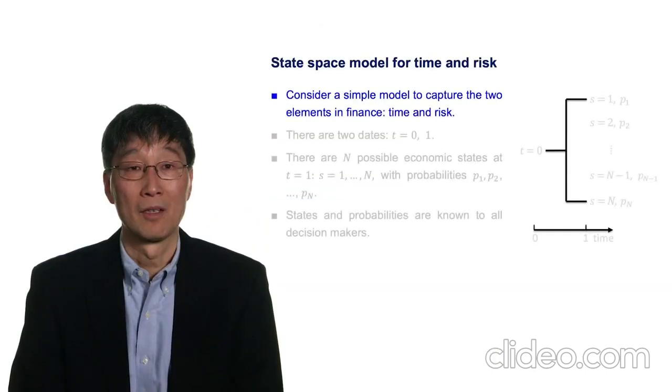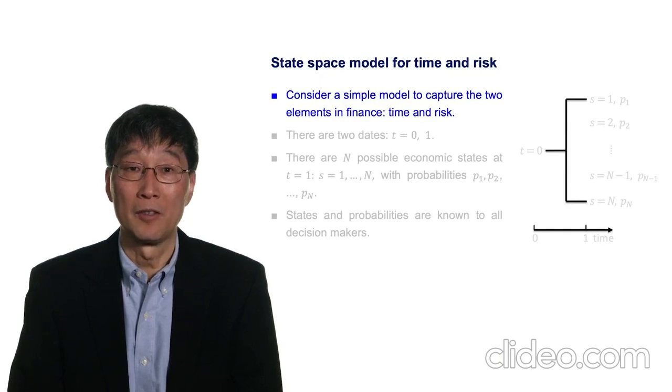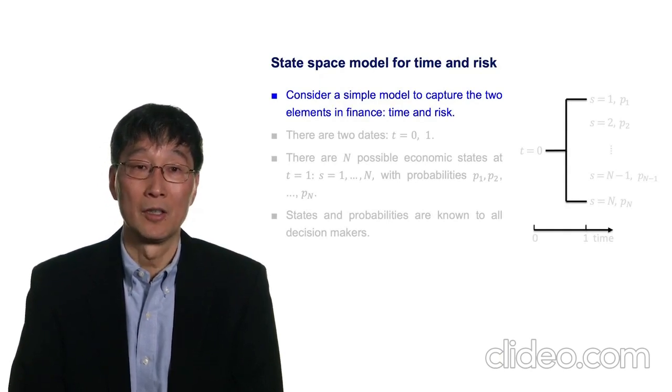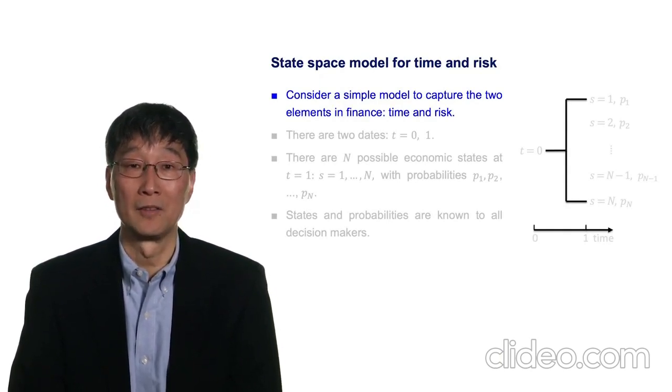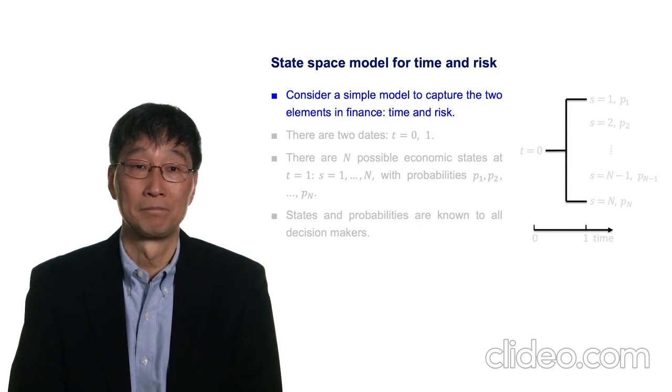As we have discussed, the central problem in finance or business decision making in general is how to value assets or their cash flows. A cash flow, in addition to its magnitude, has two key characteristics, as we have discussed before: its timing and risk. We are now going to develop a simple model to capture the two essential elements in finance, time and risk.